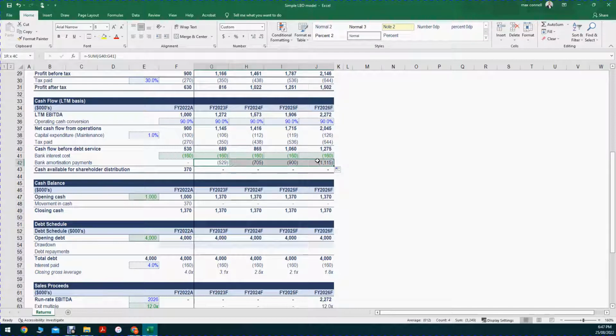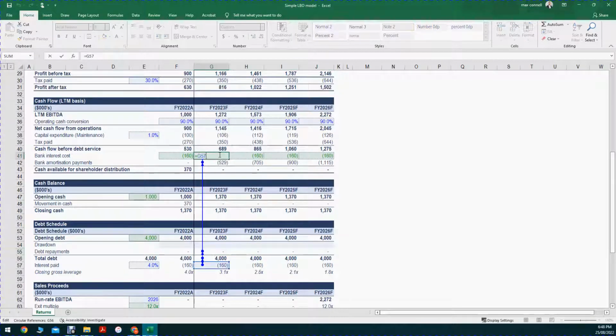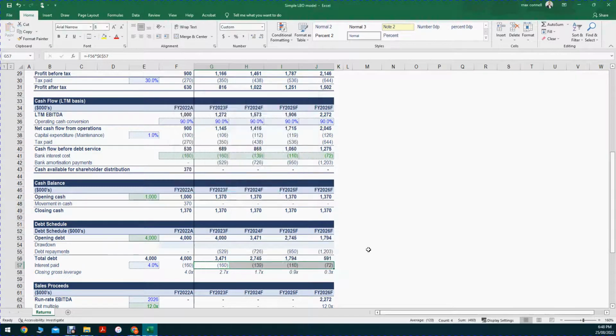Now the tricky thing is we want to make sure that our calculation doesn't actually pay down more debt than we've actually got in our balance sheet. So we can just do a simple calculation here where this links into the amortization payments. Oh, we've got a circular reference. There we go. I fixed it by linking it to a previous period. So now, as you can see, it's paying down this debt, and we've still got an amount left over, so that's fine.